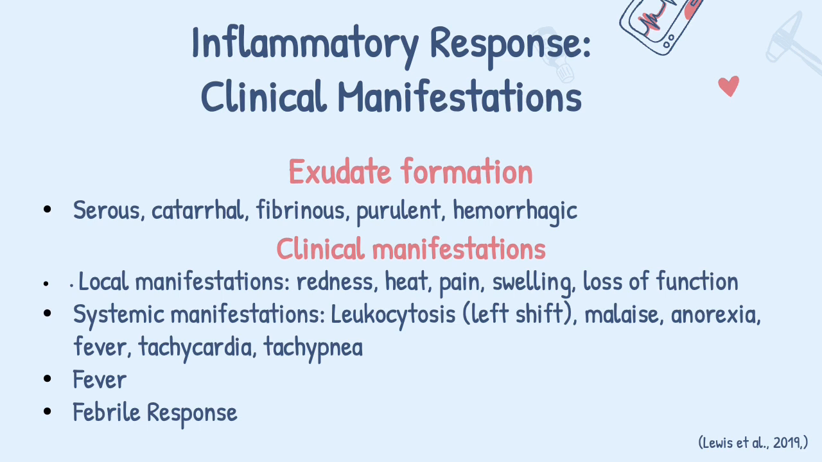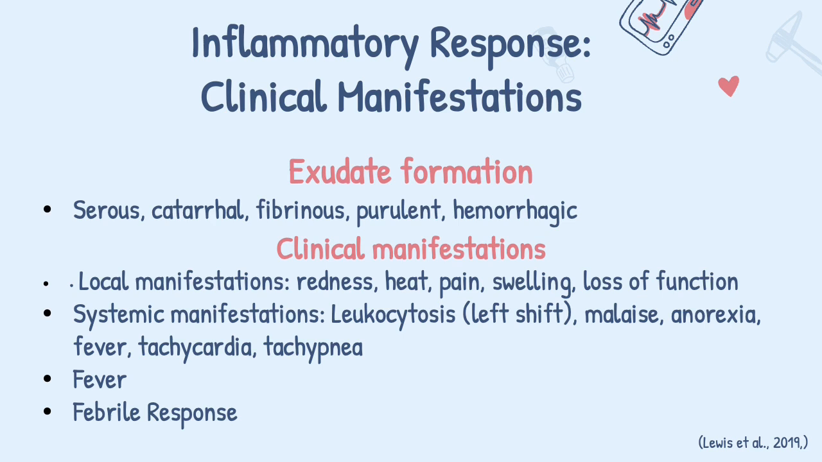Purulent or pus exudate can occur here, which consists of white cells, microorganisms, dead cells, and debris, and this is what you would see inside of an abscess. Hemorrhagic exudate can occur when there's a rupture or necrosis of a blood vessel wall, and for example, you could see this with a hematoma. So looking at clinical manifestations of the inflammatory response, this is when you're going to see that redness, pain, warmth or heat, swelling, and loss of function.